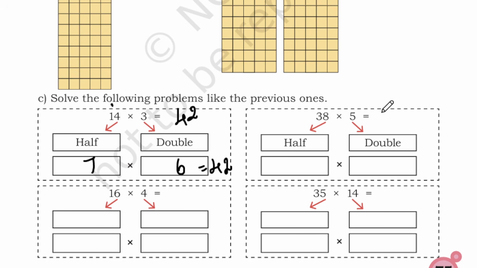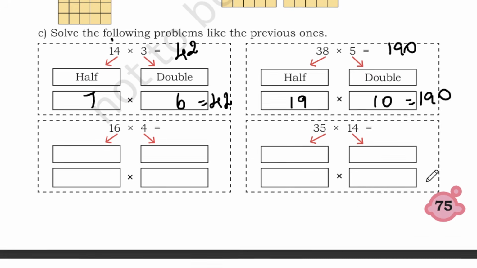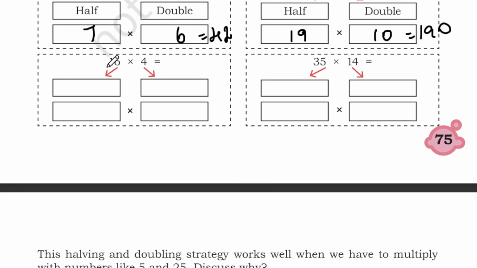Likewise here, 38 half, if you divide 38 by 2 you will get 19, and 5 into 2 is 10. So 38 into 5 is 190. 19 into 10 is also 190. Same answer.